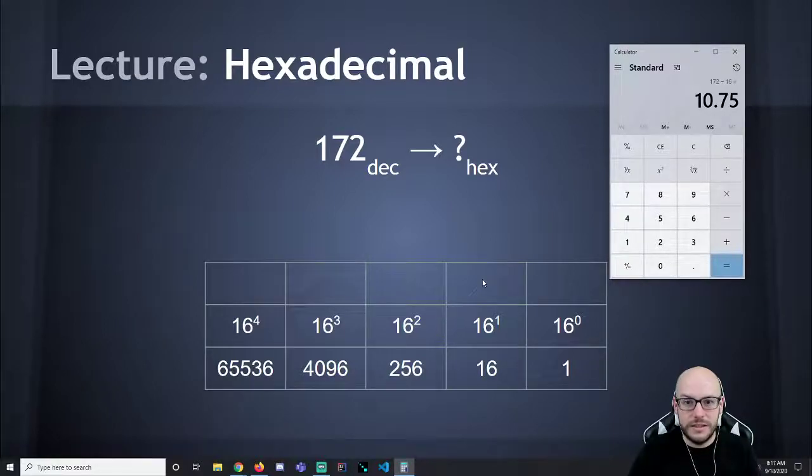Now, the thing is, we don't really have a digit, except we do. With hexadecimal, after we run out of those first 10 digits, 9 is the last of those first 10, we then switch to letters. So the way that we represent 10 in hexadecimal is A. I'm going to put an A here.